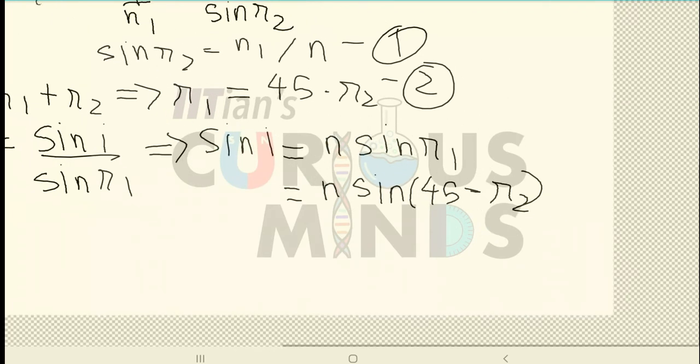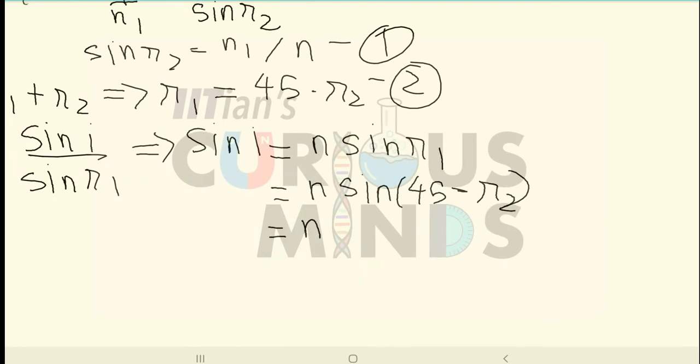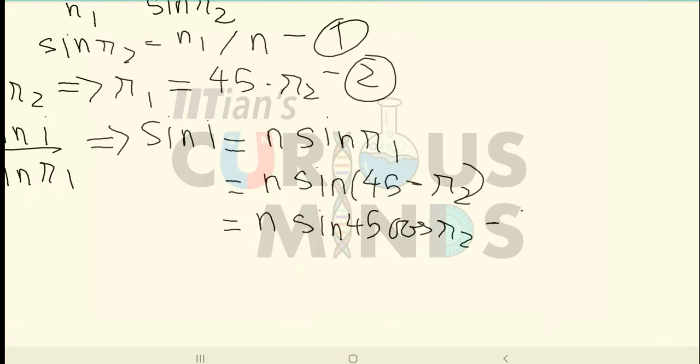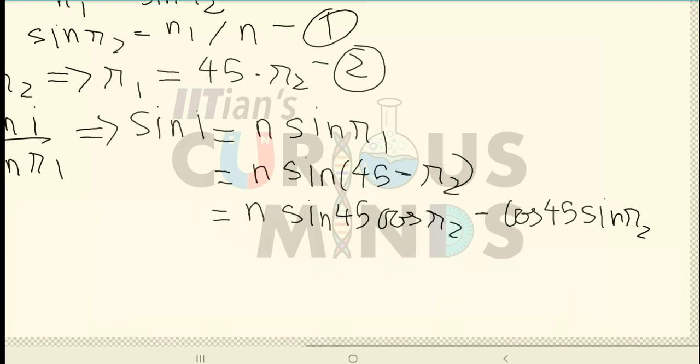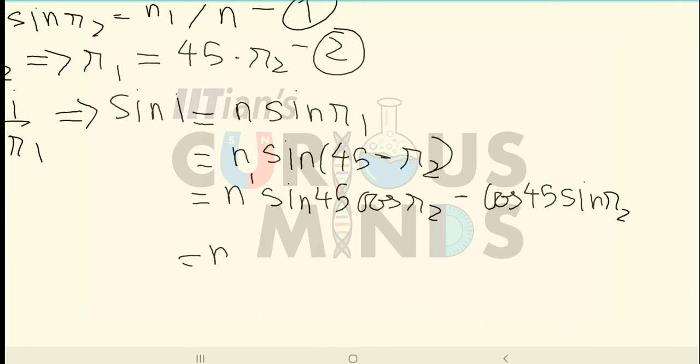When I expand this, it will be equal to sin a cos b minus cos a sin b. So this part will be equal to, I can take n common over here.